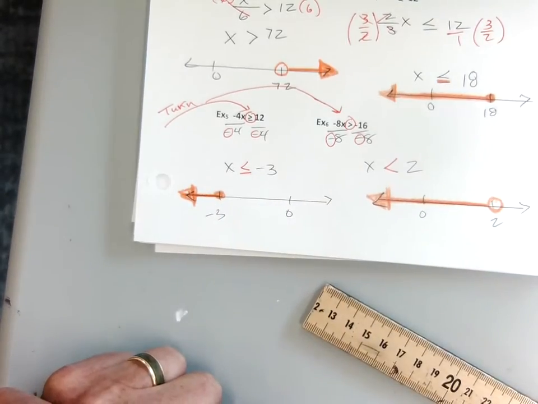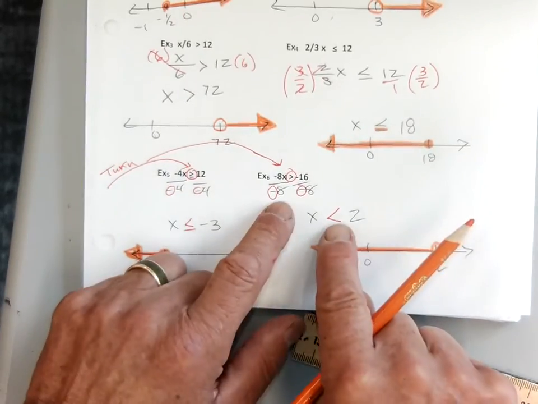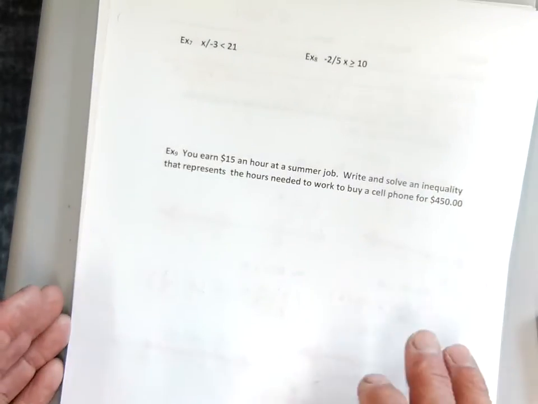Thumbs up? Good. Thumbs up, okay? Turn the sign because we divided by a negative. Okay, turn the page.